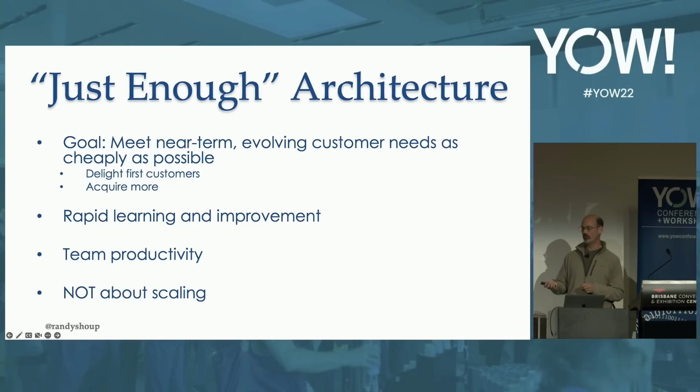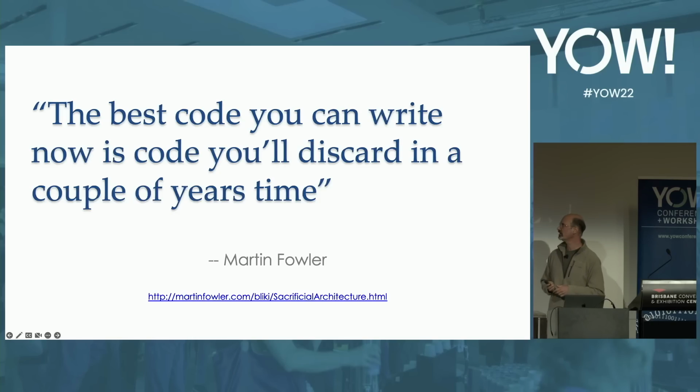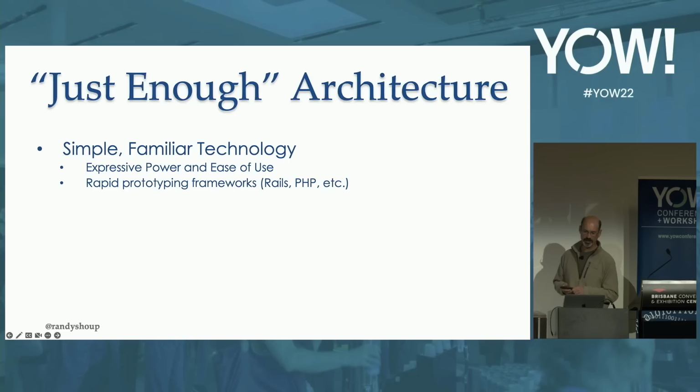So one of the quotes that I like in this area is from Martin Fowler. So the best code we can write now is code that we'll probably discard in a couple of years' time. So what would just enough architecture look like in this starting phase? So we want to use simple and familiar technology that's familiar to the development team that we have. We want to prioritize expressive power and ease of use for the developers.